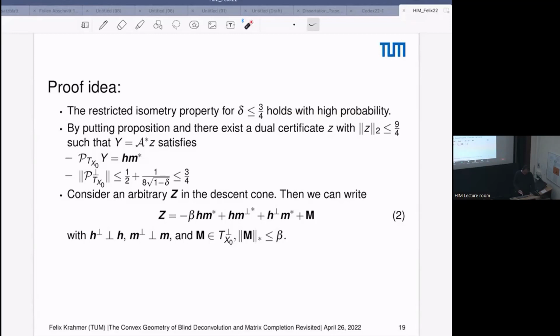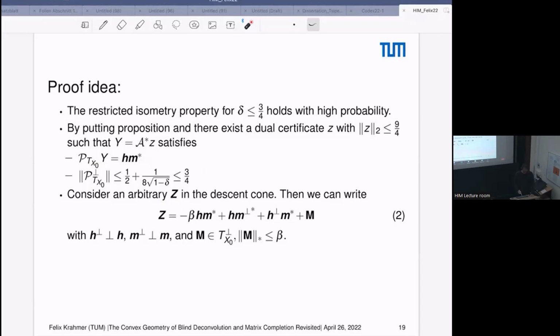And let me recall what this is. If we project on the tangent space, we are getting the true solution back. And if we're projecting to the orthogonal complement, then what we get will have spectral norm bounded by, here I'm just plugging in the constants, 3/4. Okay.